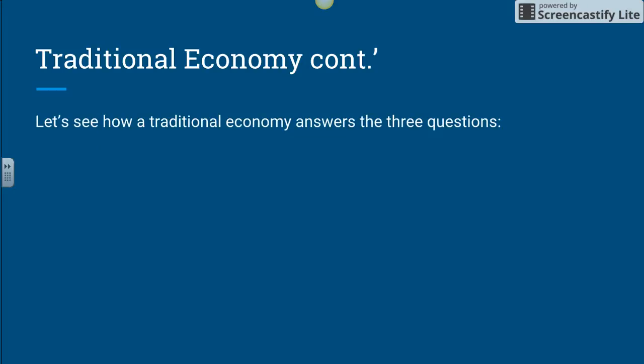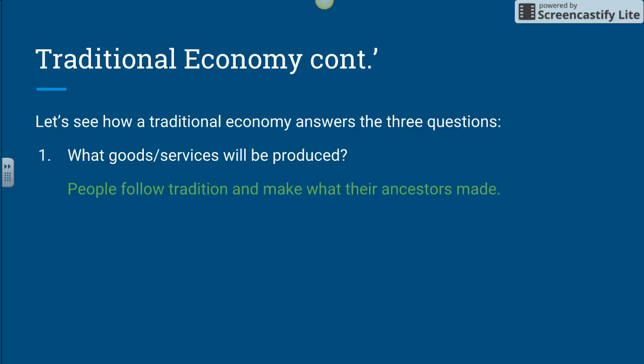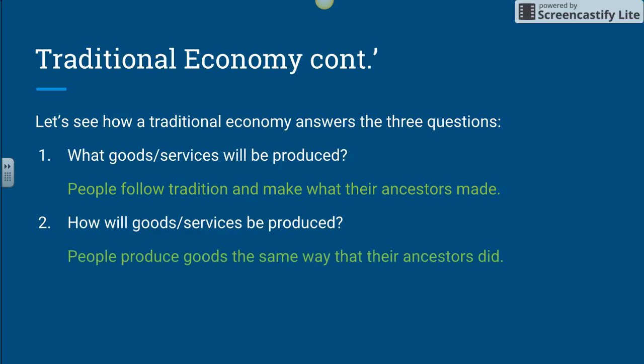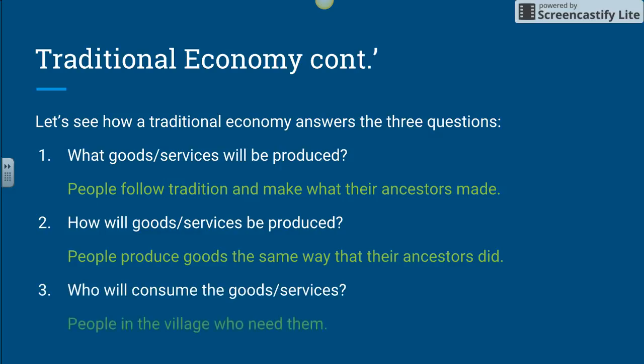So in the traditional economy, they're doing the things that are customary for their culture. A traditional economy will answer the 3 economic questions in this way. First question: what goods and services will be produced? People will follow tradition and make what their ancestors made. How will goods and services be produced? People produce goods the same way that their ancestors did. And who will consume the goods and services? The people in the village who need them will consume the goods or services.